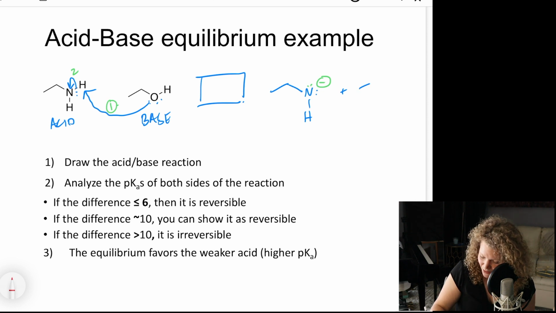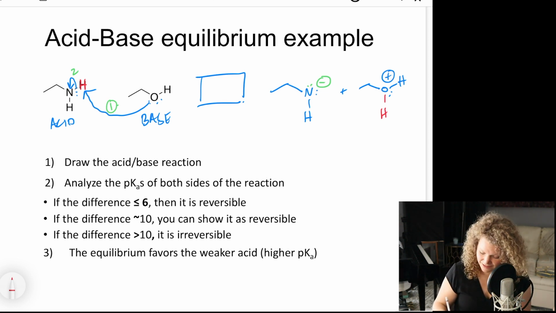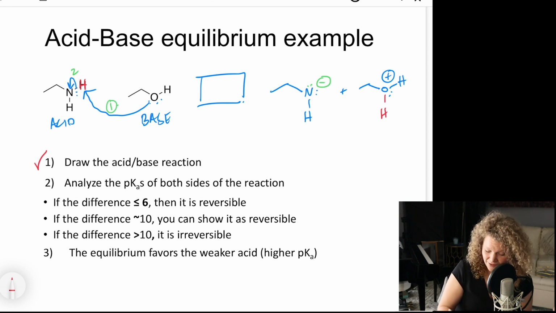We also have our alcohol here. Nothing changed with the alcohol, except now it lost a lone pair and it picked up this proton that we are wondering if this can act as an acid. Okay, so let's draw in our proton that we added. We still have a lone pair, and this oxygen is now positively charged. Now let's do our next step. So we drew the acid-base reaction with curved arrows. Now we need to analyze the pKa's.